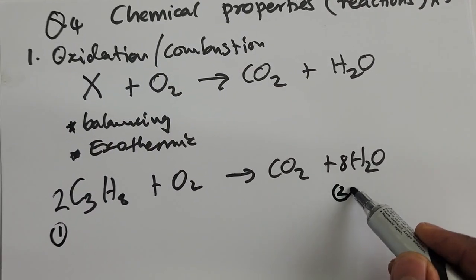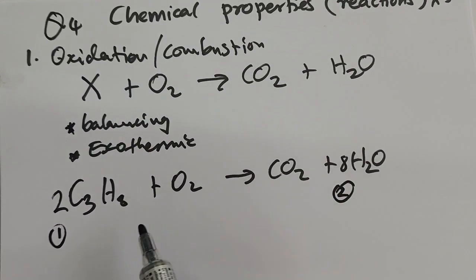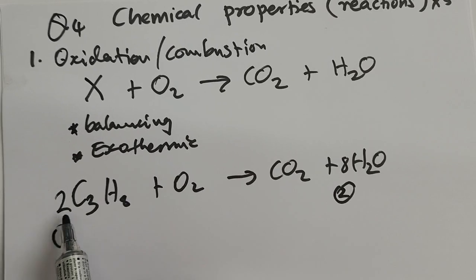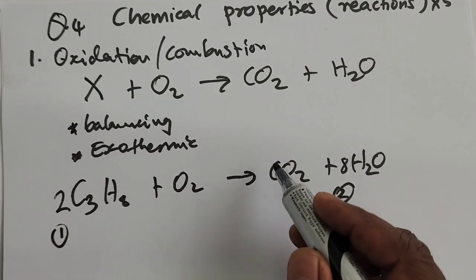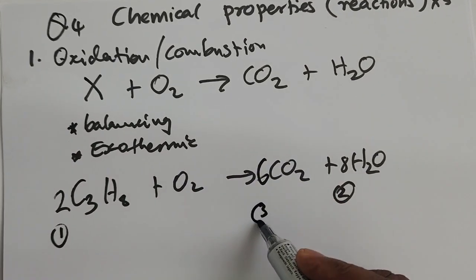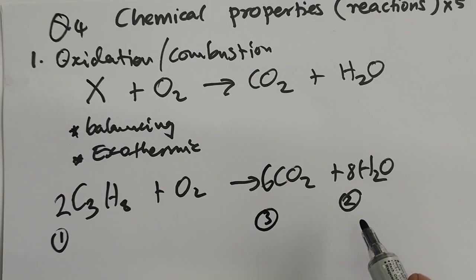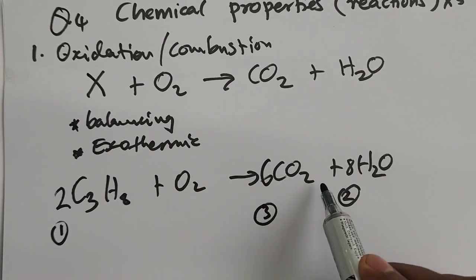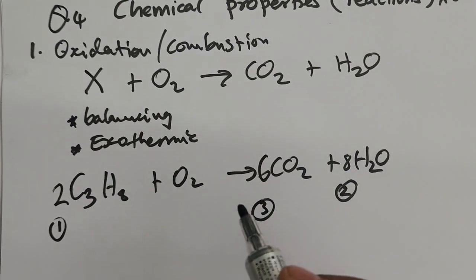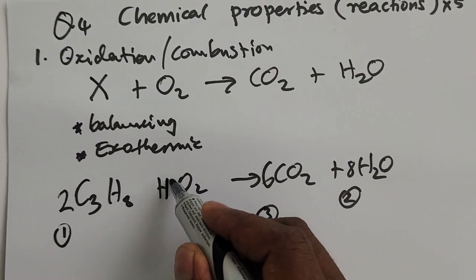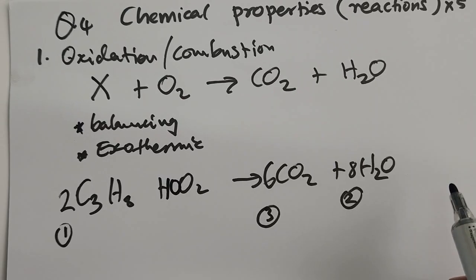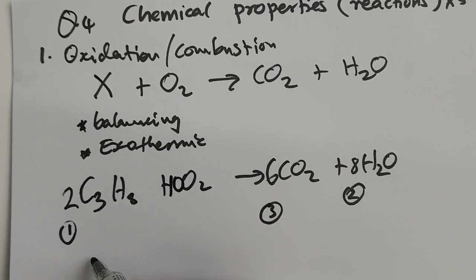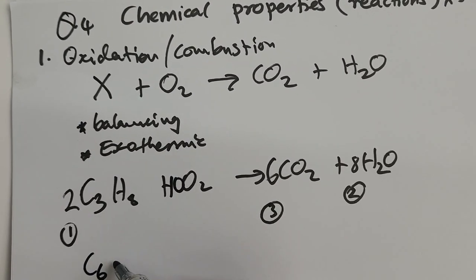Number 2 and number 3, now balance the carbons. 2 multiplied by 3, it will be 6. This is step number 3. And then the last one will be balancing oxygens. 6 multiplied by 2 is 12. 12 plus 8, 20 divided by 2 is 10. Then that's it. Let's take another example where hexane is involved.